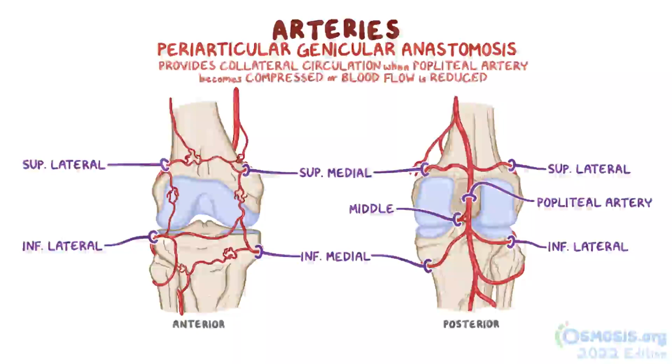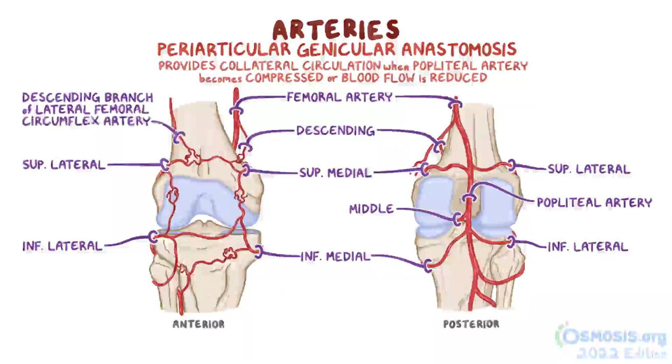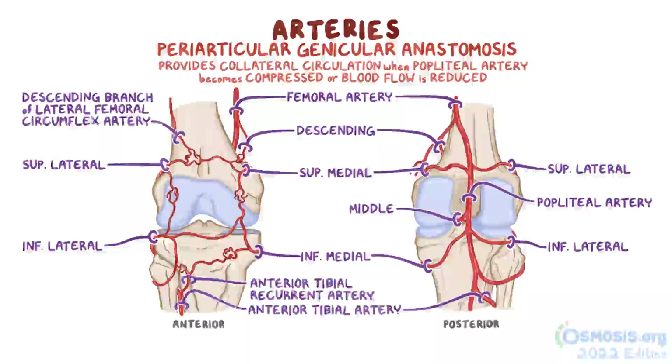Other arteries also contribute to the genicular anastomosis. For example, supromedially, there's the descending genicular branch of the femoral artery. Suprolaterally, there's the descending branch of the lateral femoral circumflex artery. And infralaterally, there's the anterior tibial recurrent artery, a branch of the anterior tibial artery.